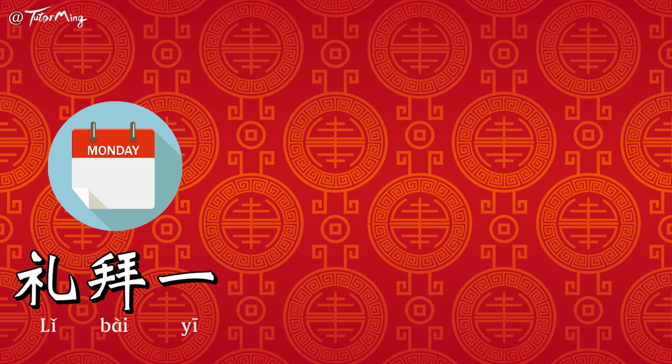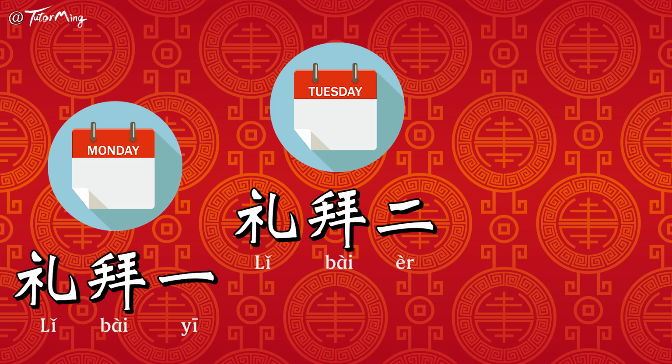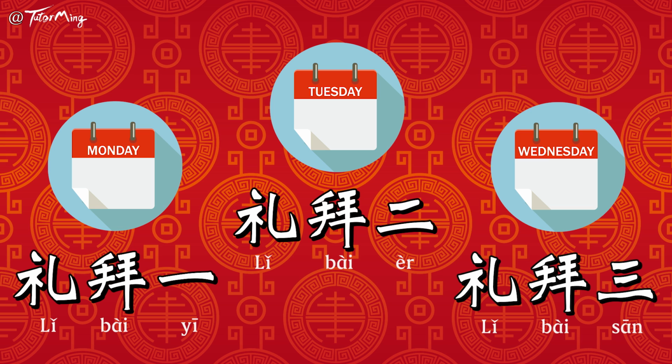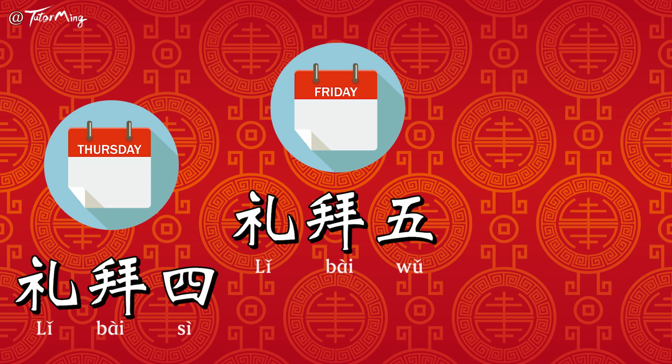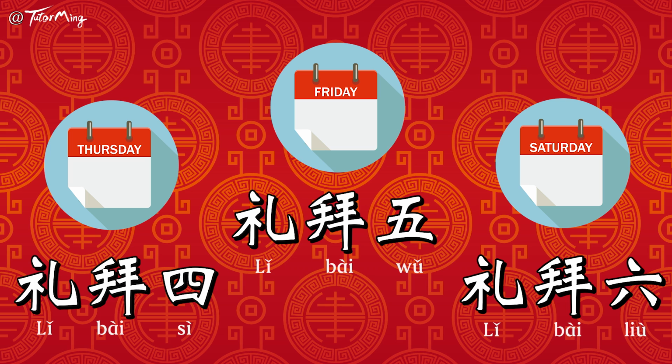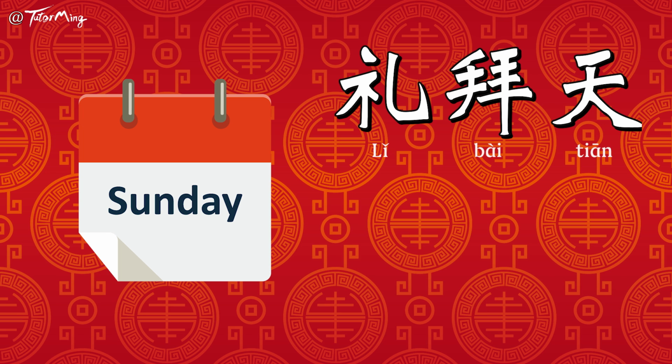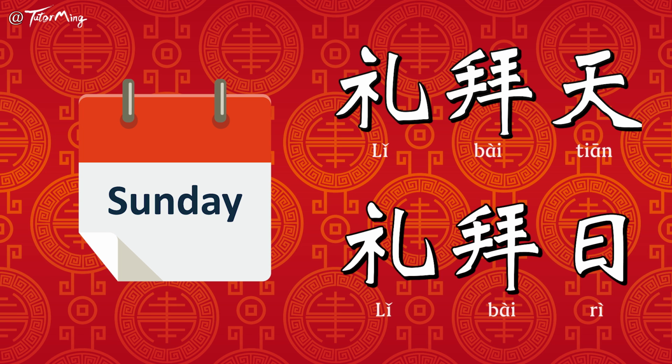So 礼拜一 for Monday, 礼拜二 for Tuesday, 礼拜三 for Wednesday, and so on. 礼拜四, 礼拜五, 礼拜六, and Sunday, the same rule applies like in 星期天 or 星期日. You say either 礼拜天 or 礼拜日.